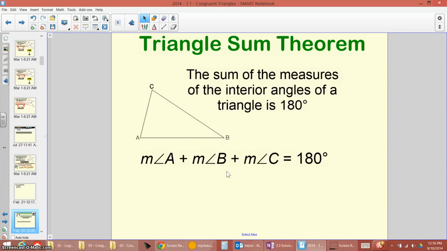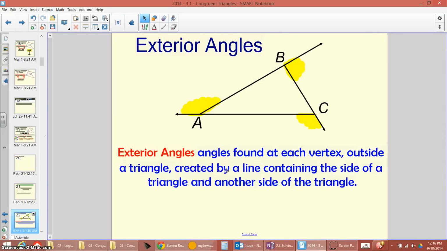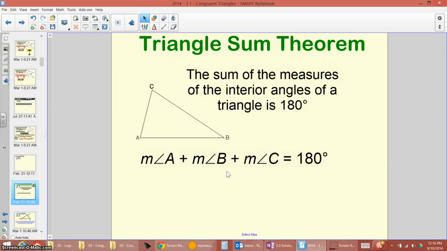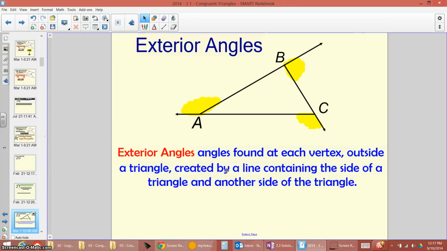We're moving on. Triangle sum theorem. All right, all the angles of a triangle add to 180. Pause, read up on this triangle sum theorem. We've covered it 3 times already. They add to 180. Exterior angles. Exterior angles are outside of a triangle. If I extend the line longer, then this becomes an exterior angle.